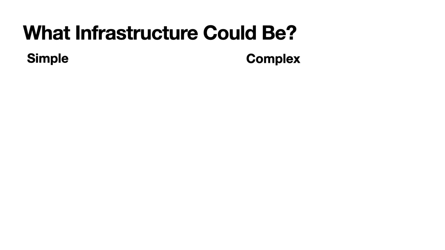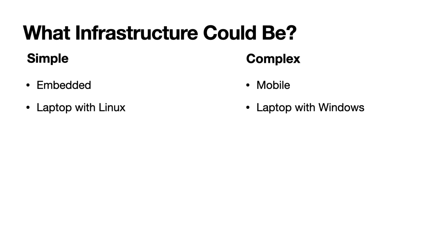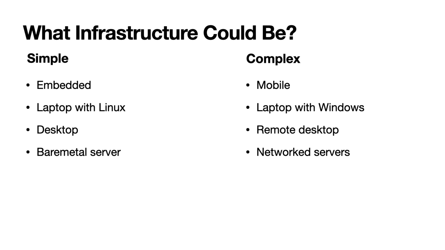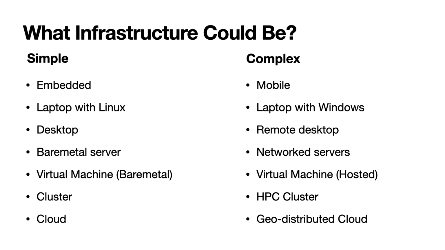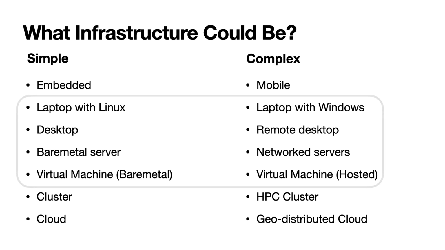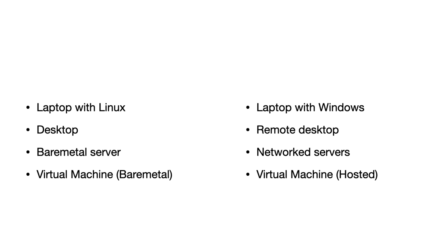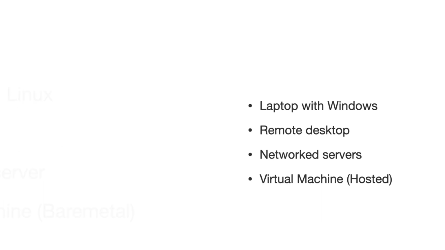What could the infrastructure be? Simple and complex. Embedded or mobile. Laptop with Linux, laptop with Windows, desktop, remote desktop, bare metal server, networked servers, virtual machine on bare metal, virtual machine on hosted OS, cluster or HPC cluster, cloud or geo-distributed cloud. We will focus on these types of infrastructure because the way of running Docker containers here is the same. So let's consider the infrastructure level.